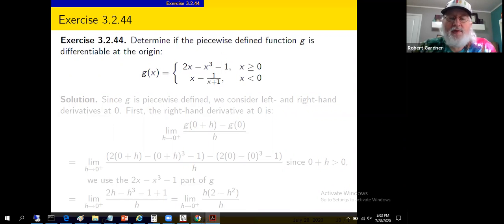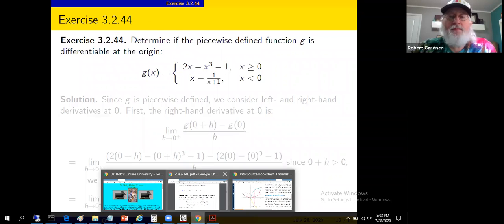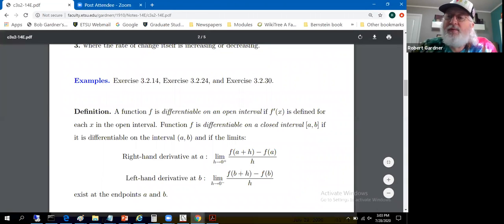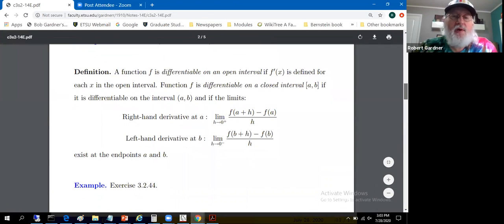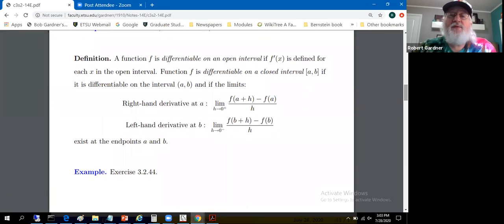Okay, time to do this one, number 44. Yeah, let's save that one for one more definition. A function is differentiable on an open interval if the derivative, as we've defined it, is defined for all x in that open interval. Now, when we look at closed intervals, say of the form a to b, then we want the usual behavior on the interior points. And like we did with continuity, we'll settle for some one-sided limit stuff at the endpoints.